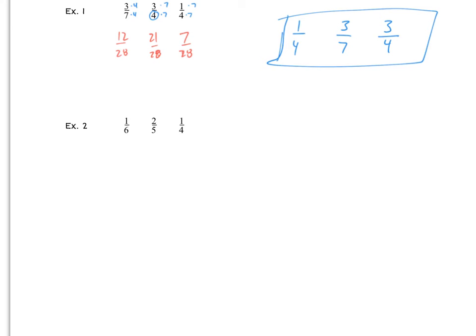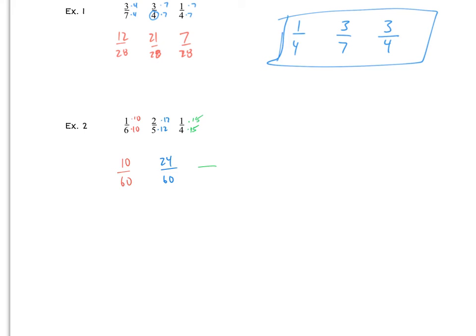What about 40? No. 60? Yes, 60. What about 5? Yes, 60. So to make a 6 a 60, we've got to go times 10. So we have 10 over 60. Then you have to times it by 12 for the 1/5 and 2/5, so we have 24 over 60. And 4 times what is going to be 60? 15. Over 60.